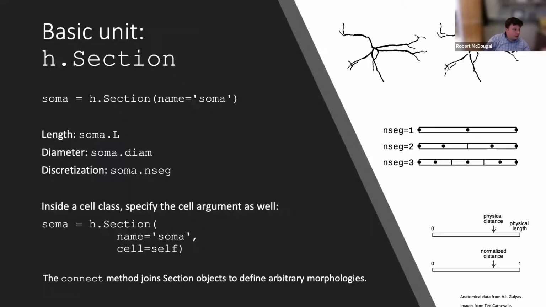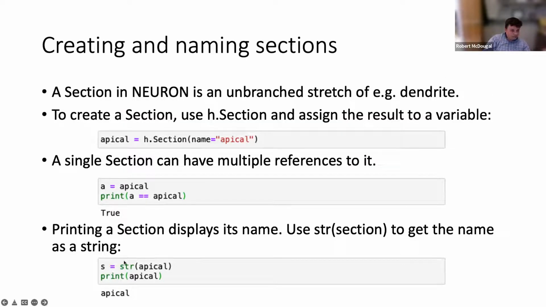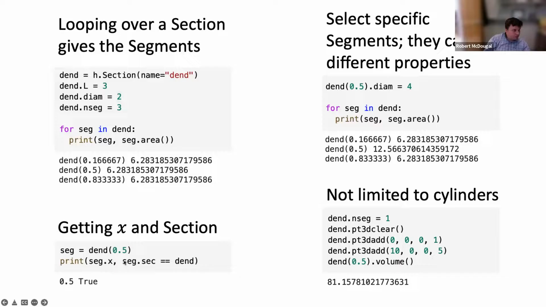So fundamentally, to give you an example of this in practice, if I have a section, call it den, I can set the length to be 3. That's why you use units. The length should be 3 microns. The default units are microns. The diameter is 2 microns. The nseg, or number of compartments, is 3.